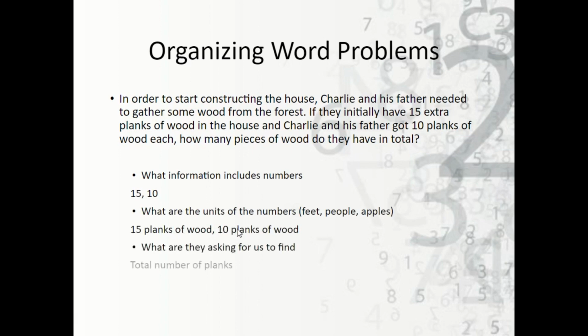What are they asking us to find? The total number of planks. Ignore the rest of the information. So notice I crossed everything out. We have 15 planks of wood initially. We have 10 each. And then we want to know the total. That's it. Everything else we can erase. It doesn't really matter.